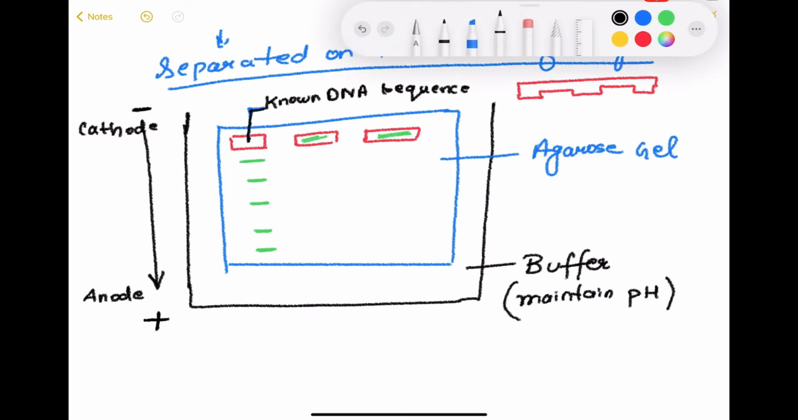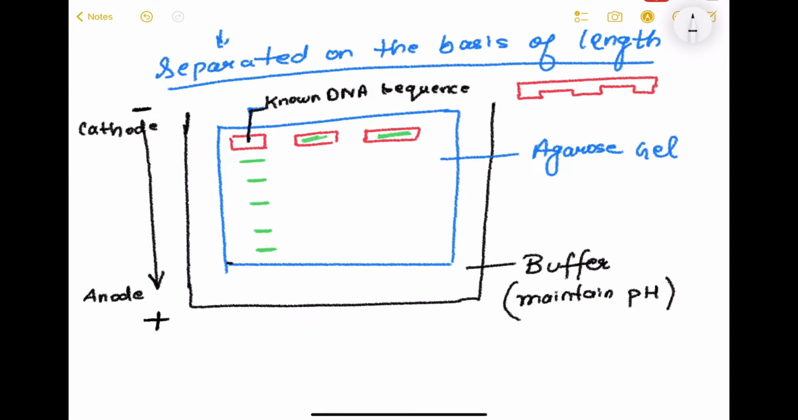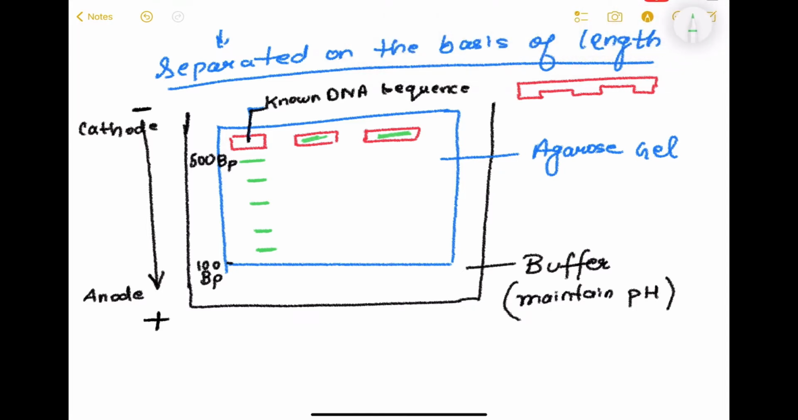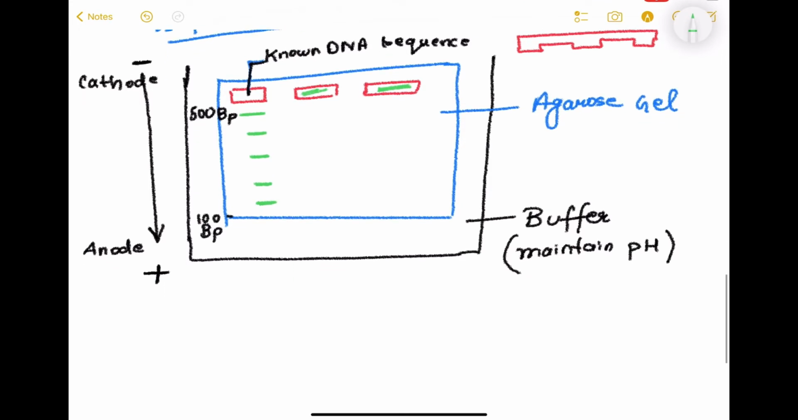Now in the setup itself, we know the sequence of the first groove in which we have placed our known length of DNA sequence, 100 base pair going up to like 500 base pair. So in the second one, it will separate the larger molecules of DNA. Suppose there is a DNA and it has larger molecules.